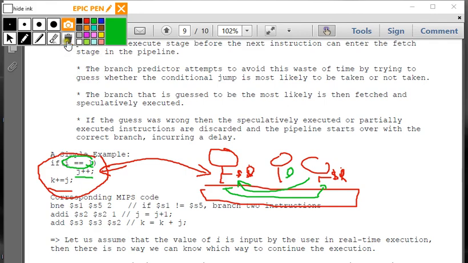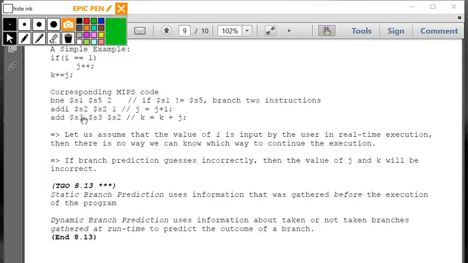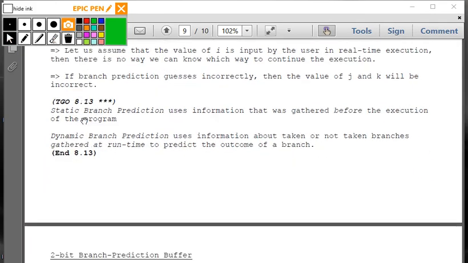So there are two different types of branch prediction, which I think is the next TGO, which I'll expect you to know for an exam. Static and dynamic. Static uses the information that was gathered before the execution of the program.